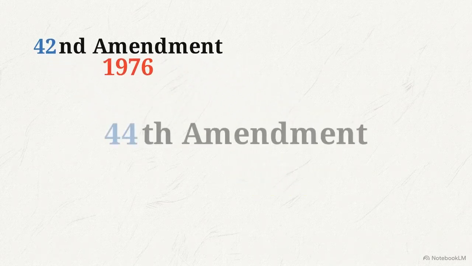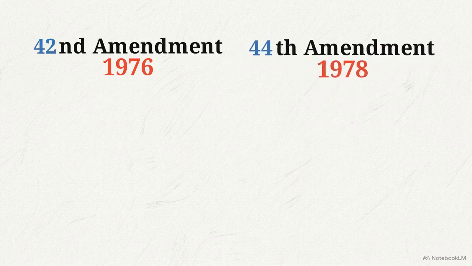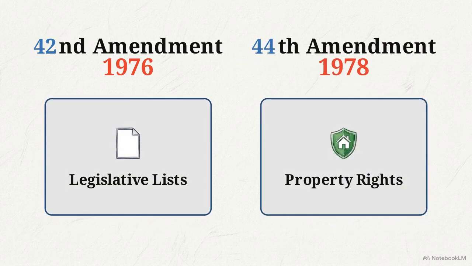The same logic applies to the 44th Amendment. 4 plus 4 equals 8, which gives you the year 1978. Establishing these dates provides the necessary context to analyze the specific legislative changes that occurred in each year.